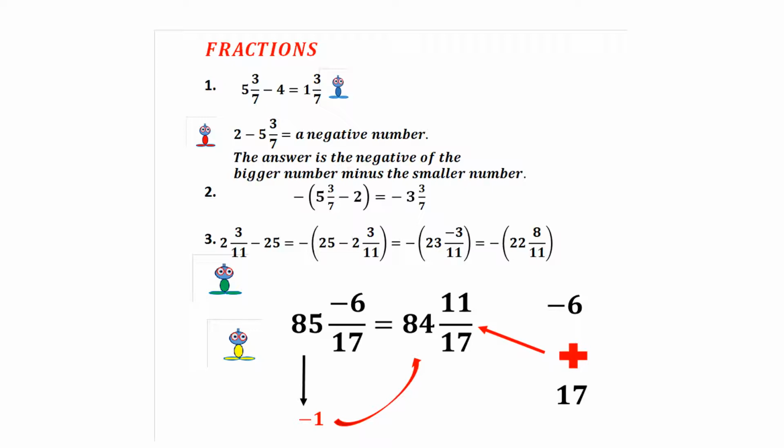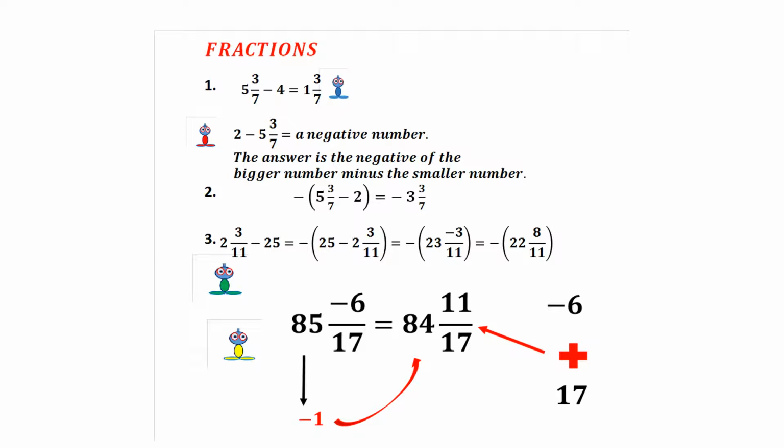We got 2 3/11 minus 25. That answer will be negative. So I have a negative on the outside of the parens, and so we got 25 minus 2 3/11. Now here's how you do this. You do 25 minus 2. That's the 23. And there's no fraction with the 25, so you have negative 3/11. So it's the negative of 23 and negative 3/11.